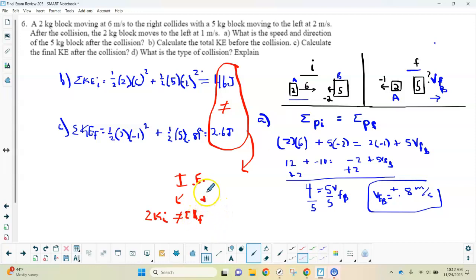And the other piece of information that's important is they don't stick. So if they're not sticking together, then it is just regular inelastic. If they do stick together, that would be perfectly inelastic. So that's that problem.